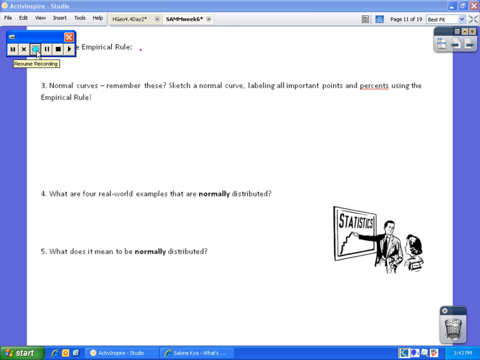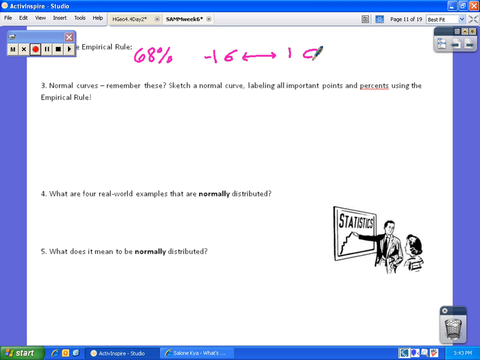These guys you could get straight from your notes. 68% of the data lie within 1 standard deviation to the left and 1 standard deviation to the right of the mean. 95% of the data lie between 2 standard deviations to the left and 2 standard deviations to the right of the mean. And then lastly, 99.7% of the data, almost all of it, lie between -3 standard deviations and +3 standard deviations.